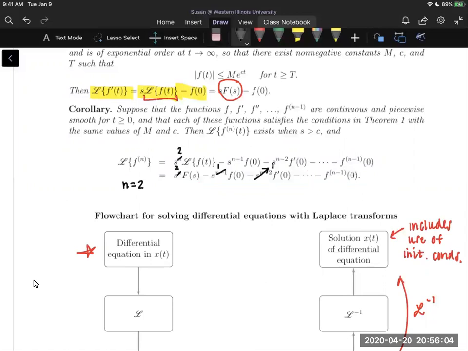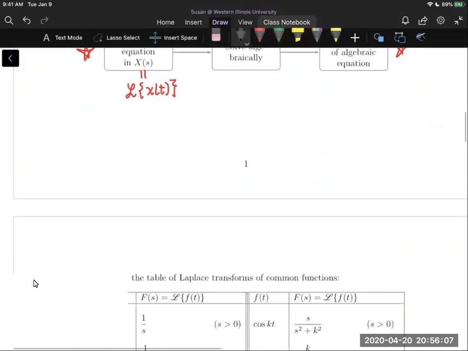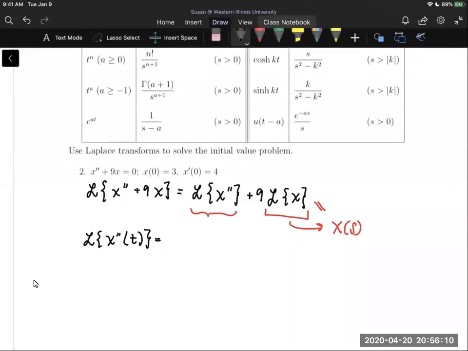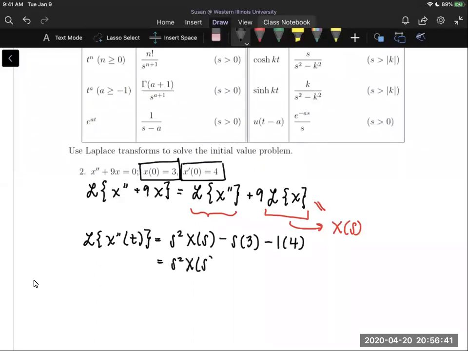So keeping this in mind, let's copy this over. So we get s squared times X of s minus s to the first power. And then we want our initial function evaluated at 0, which is 3. And then minus 1, because it's s to the 0, times our next initial condition. All right, so if we clean this up, it looks like s squared X of s minus 3s minus 4.